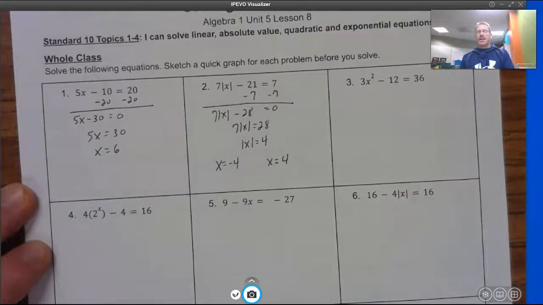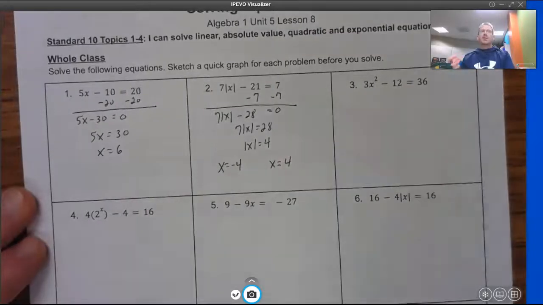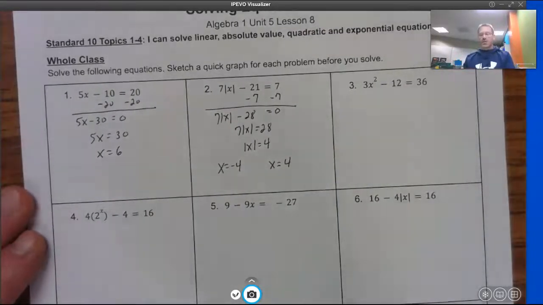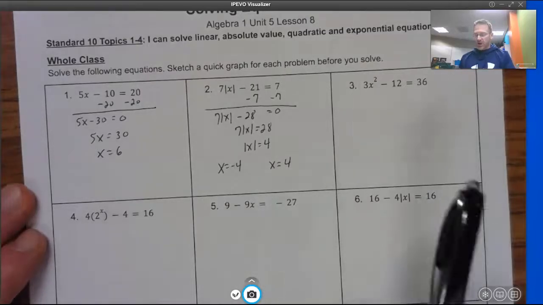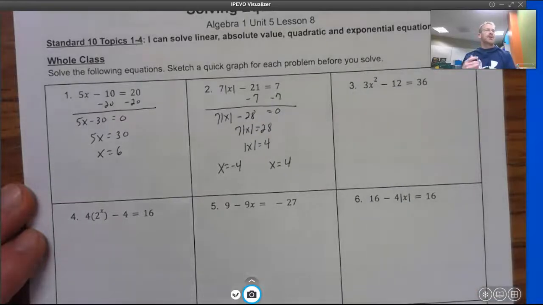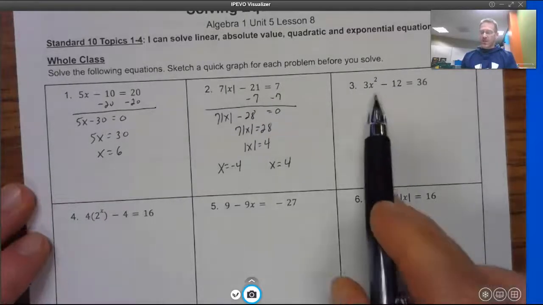And like I said, same lesson as last time, no new information. Using the same principles that we've talked about already. Number 3, quadratic. I see x squared. If that exponent is a 2, I'm expecting 2 solutions. Now I look at my problem.